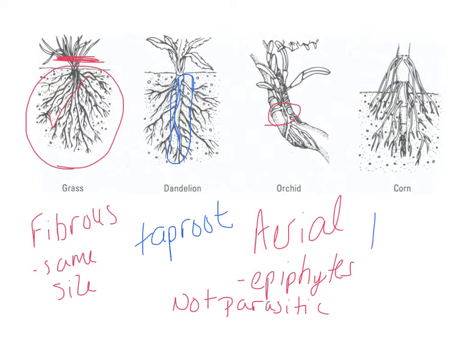And then another kind of root that we could have is what's called a prop root. And you can see this prop root here. Prop roots are actually above ground, okay, and they do exactly what their name suggests. They help support the plant, and they're an above ground root.